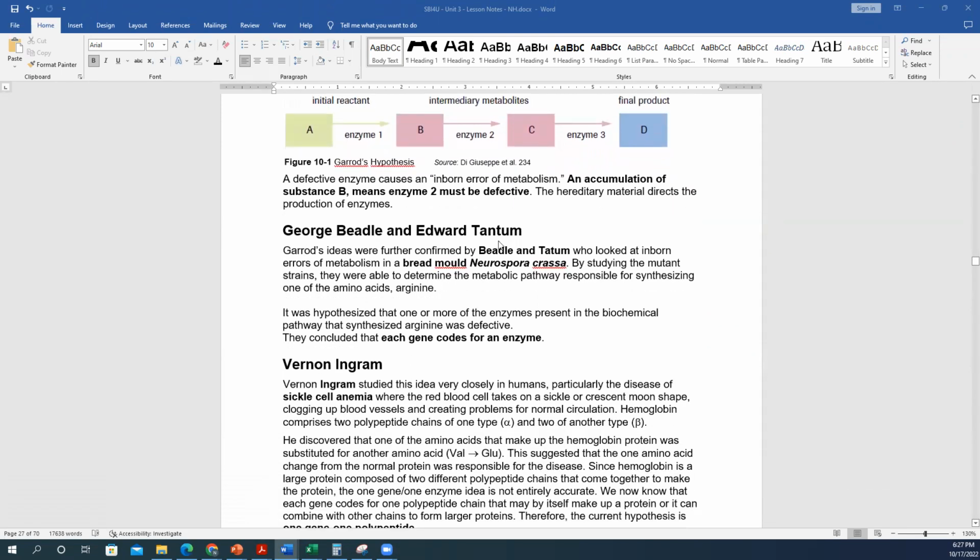Then there was another set of observations and experiments involving George Beadle and Edward Tatum.